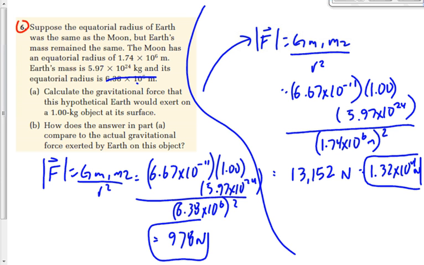Okay. So the idea here is this. If you can pack a lot of mass into a big volume, well, that creates a lot of gravity. If you can pack a lot of mass into a smaller volume, it creates even more gravity. Smaller r, bigger F. Okay.